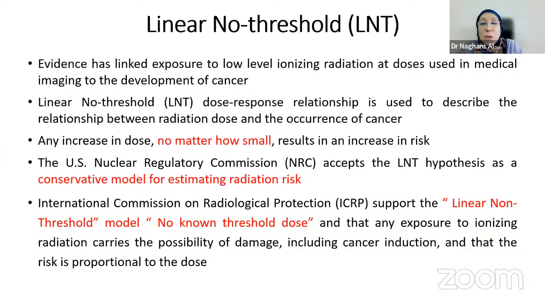The US Nuclear Regulatory Commission, the NRC, accepts the LNT, the linear no threshold hypothesis, because really it's a conservative model. And here we need to be conservative because simply we cannot measure how small a dose is capable of initiating cancer induction. That's why we adopt this conservative model for estimation of radiation risk. The latest report from the Nuclear Regulatory Commission, the report of 2020, still supports this model.